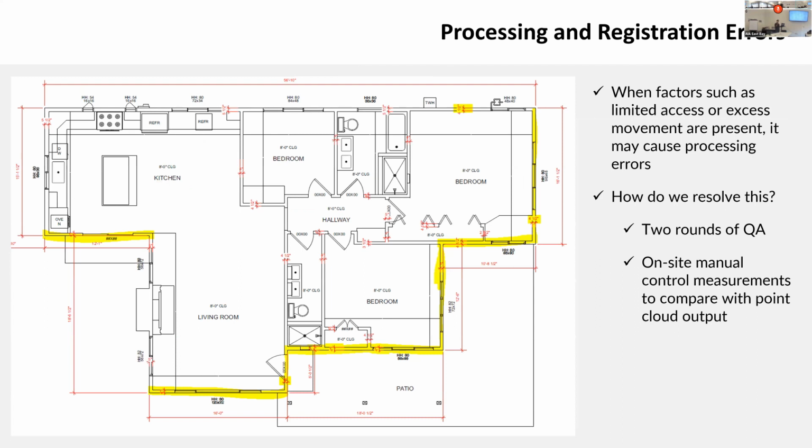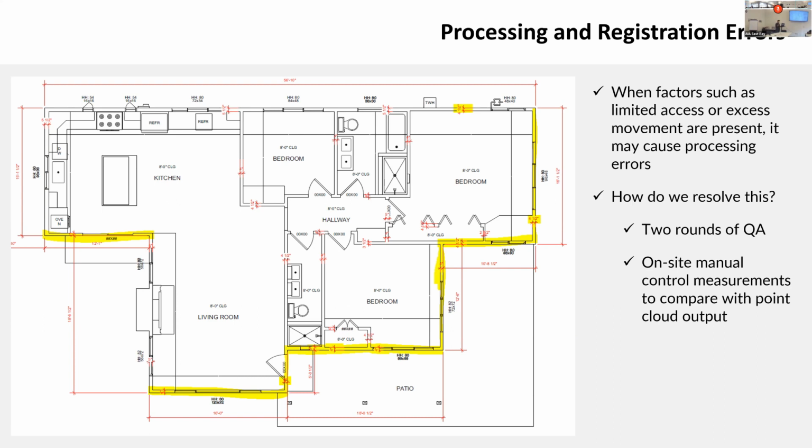Processing and registration errors. Factors such as limited access and excess movement may cause processing errors. And like I was saying earlier, it takes a little bit more experience to catch this on site. Here we could see on all the walls on the right, the exterior walls are about 4 inches thick, and that just doesn't seem right. This was caught by our QA, and there are two main ways we are able to catch this. One is we offer 2 rounds of QA, and the other is we do on-site manual control measurements to compare with the point cloud data.